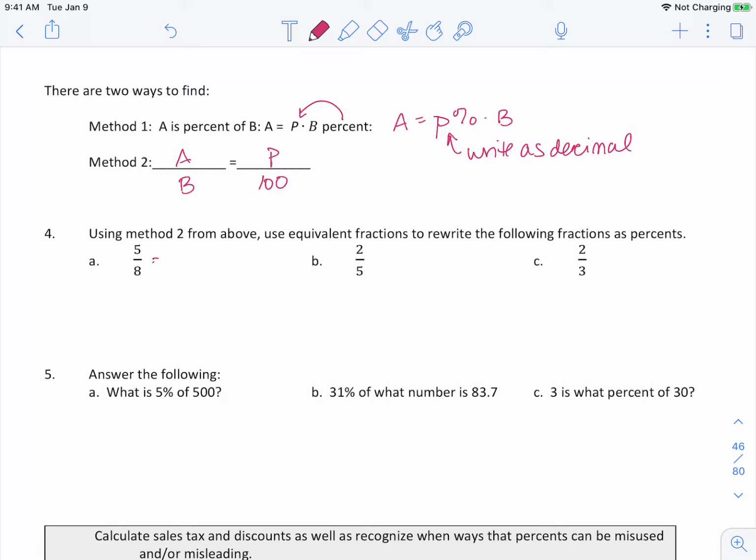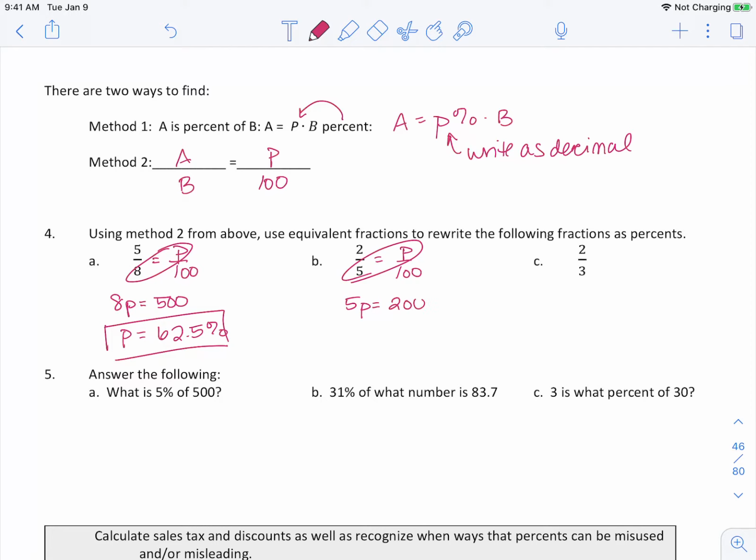So for this first one, we have 5/8 equals P over 100. And so if we cross multiply here, I get 8P equals 500. We divide and we get P equals 62.5%. 2/5 is equal to P over 100. Again, we can cross multiply. 5P equals 200 and P equals 40%. I would like you to do C, please.